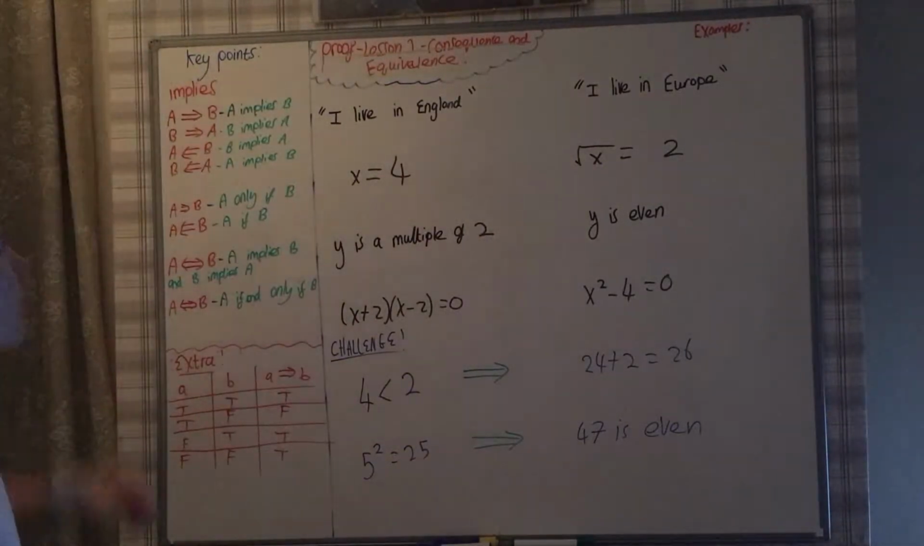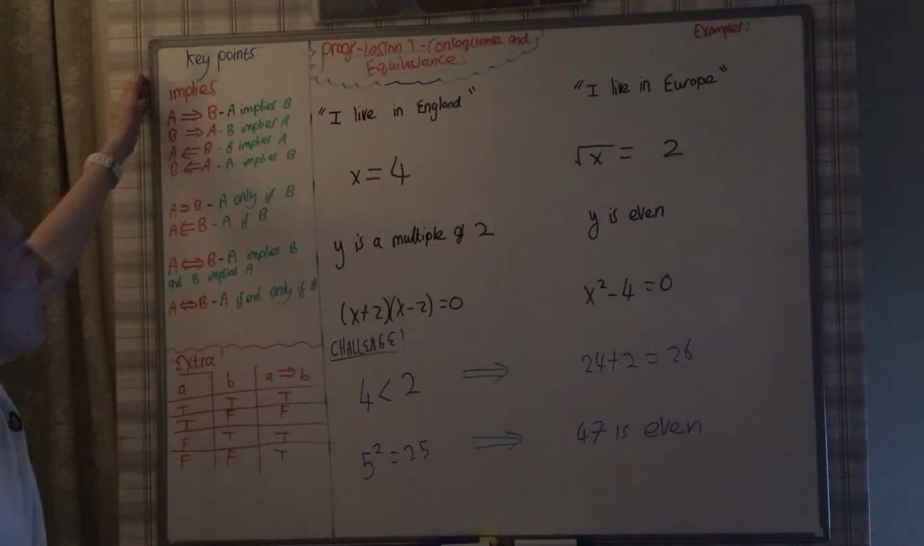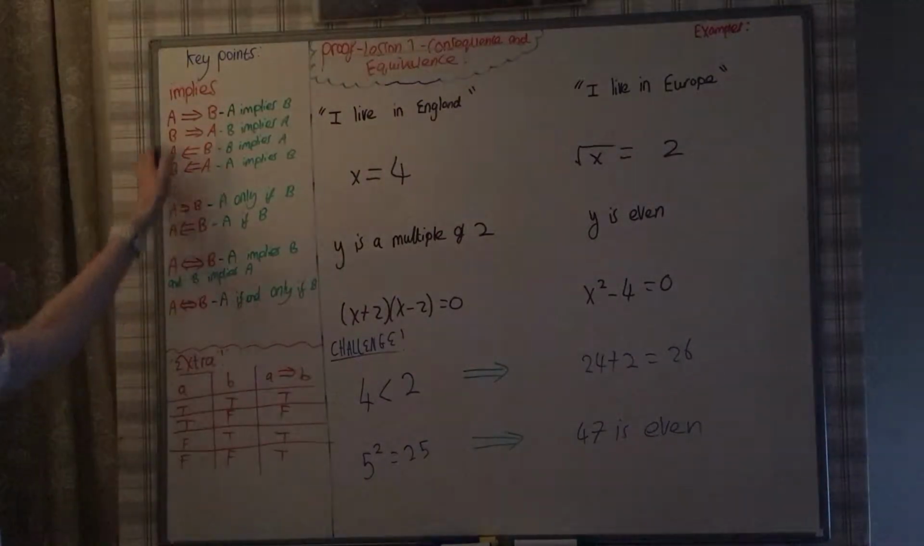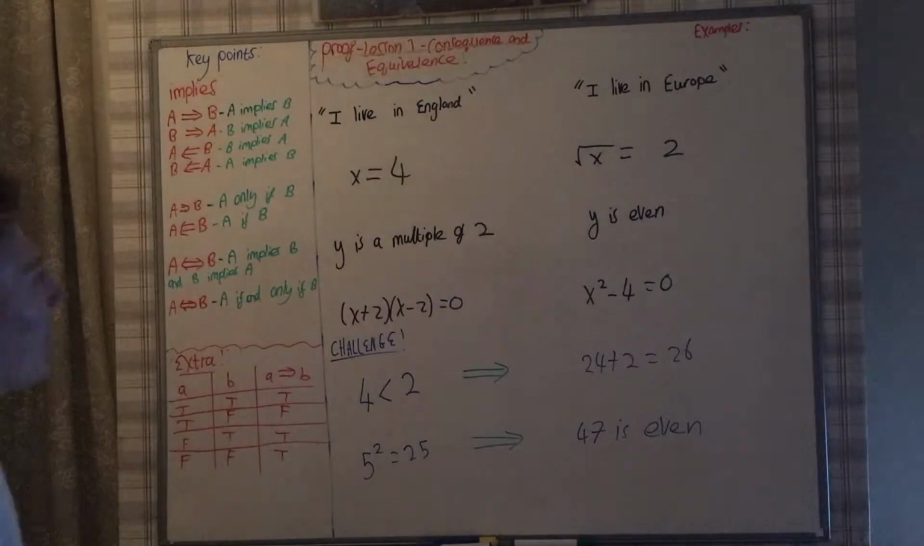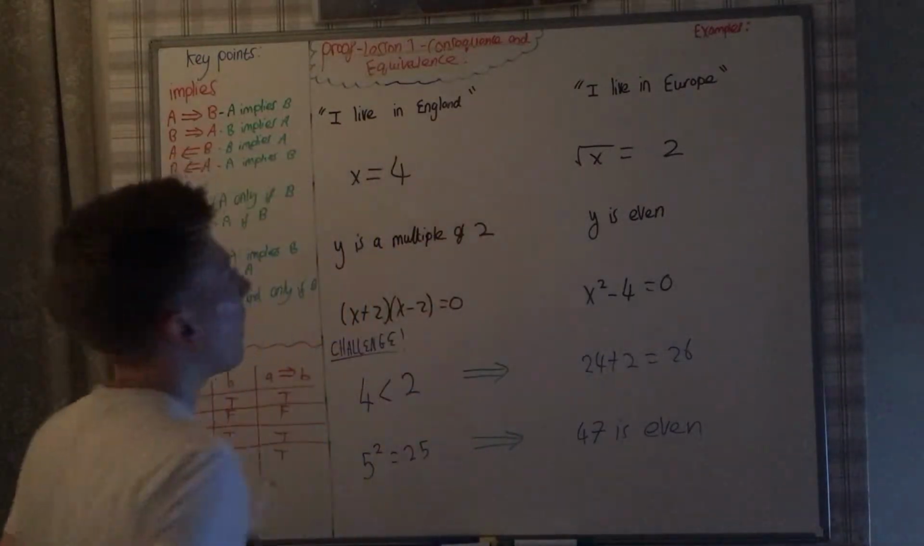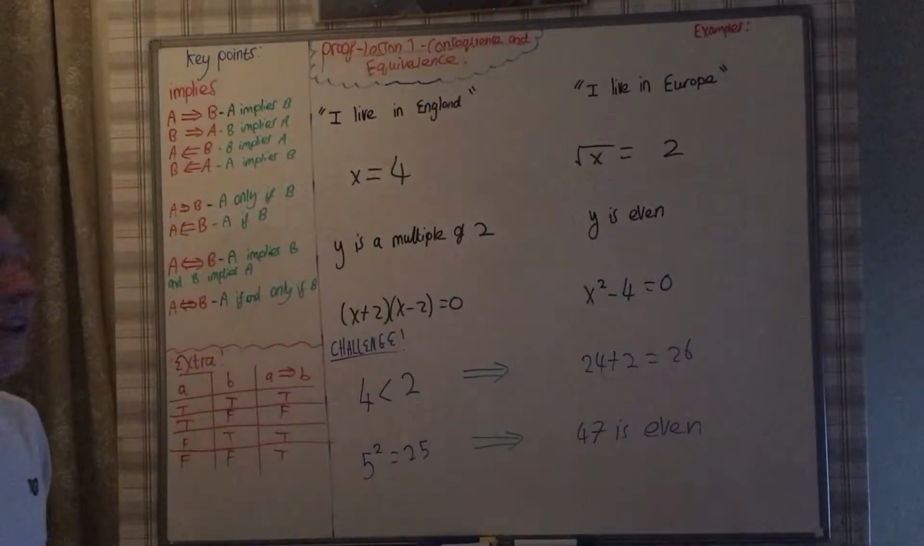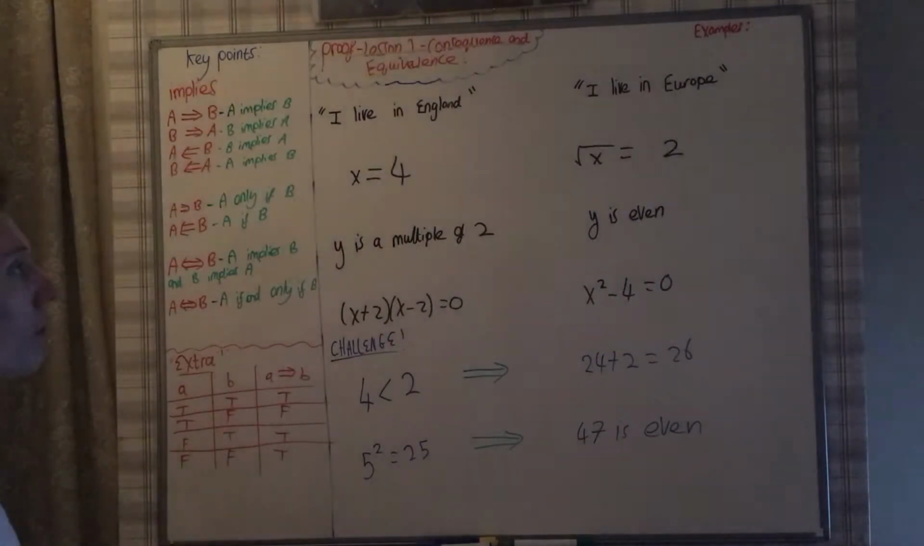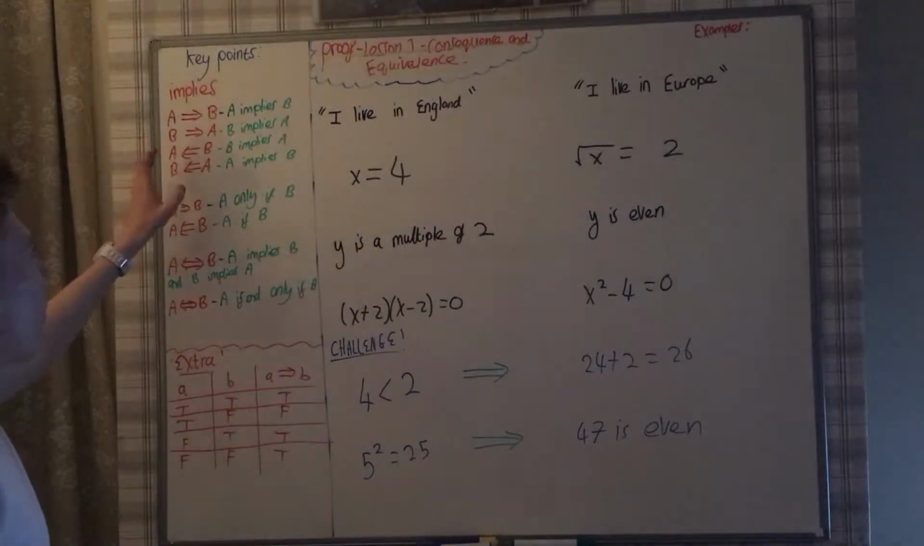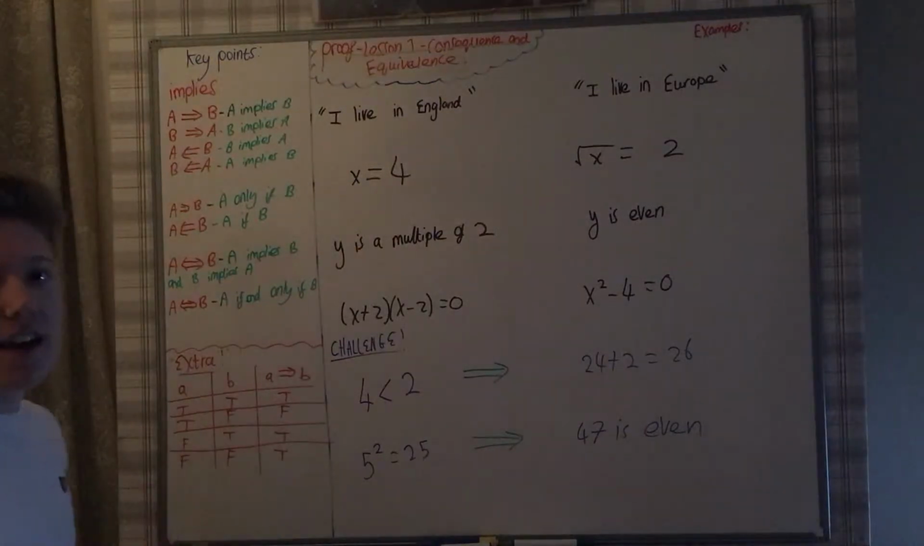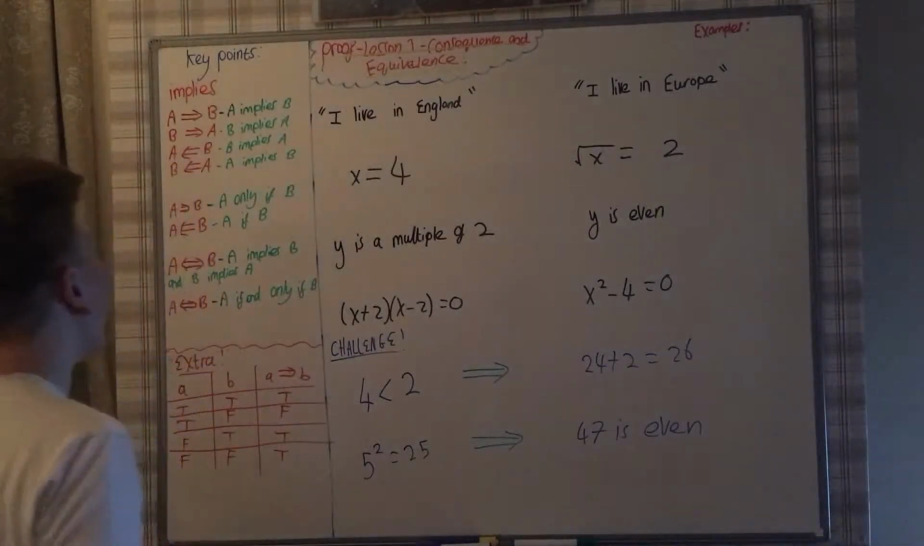Now, the key points are on the left side of the board, and these are the things you need to learn. The things on this side are examples which we will be going through to clarify our understanding of the topic. We'll cover the whole of this topic in one lesson. So to start with, what are implication statements? Well, it's where we say one statement implies another and vice versa.